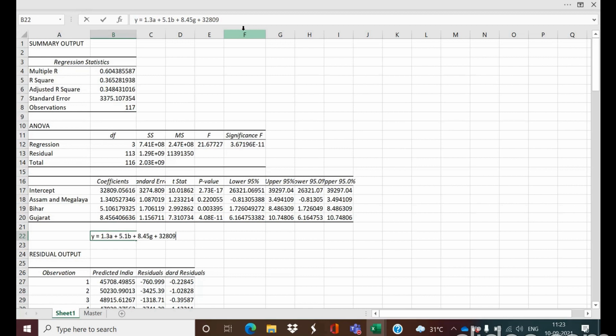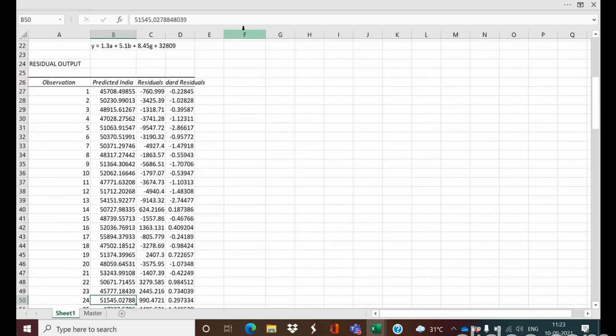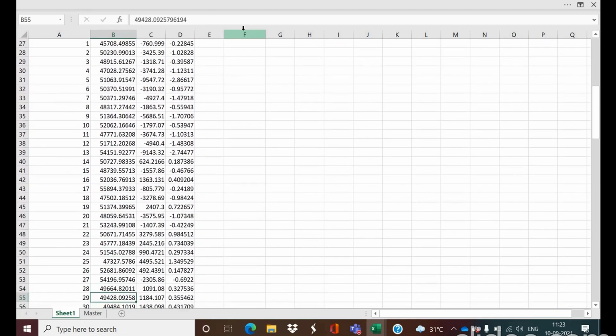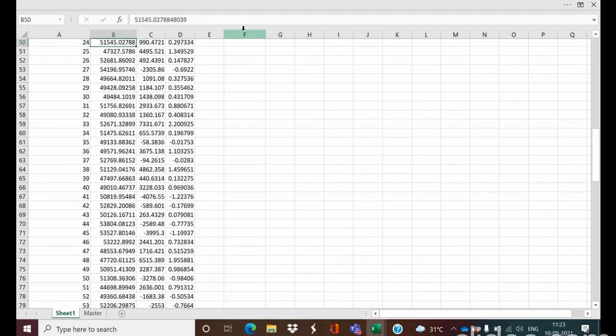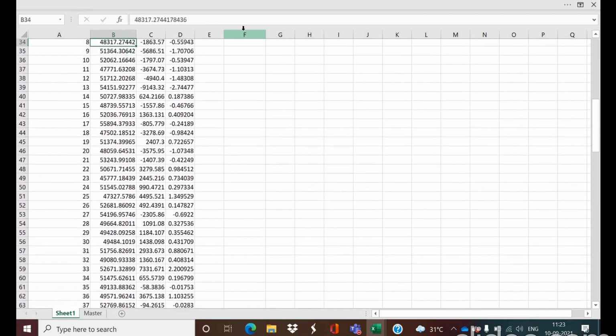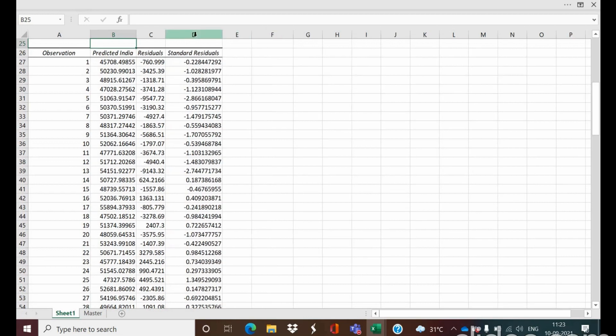Just go down. We are not finished with this yet. It actually gives you the predictions for all the years. So just go up. It automatically predicts. Now I want to find out basically the standardized residuals. I want to check whether they lie between +2 and -2. So I want to see the count of standardized residuals more than +2 and the count of residuals less than -2.